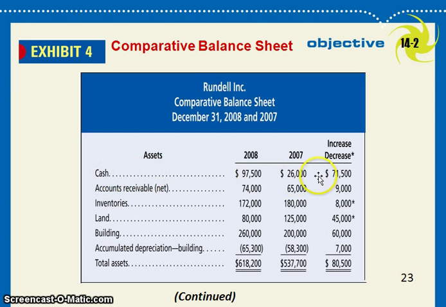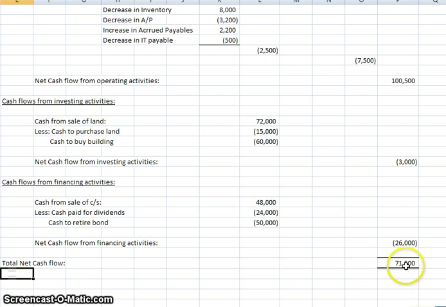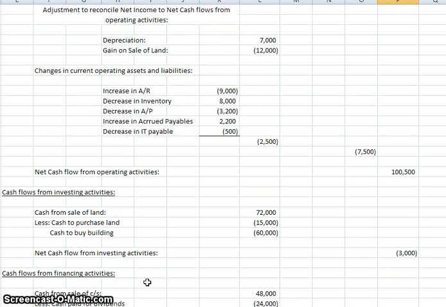So now let's look at our change in cash from last year to this year. We went from $26,000 to $97,500. Hey, look at that. There's that $71,500 number again. So the way you know you've done this statement entirely correctly is when the cash change is equal to the total cash flow. Alright, so that's basically how you prepare this.